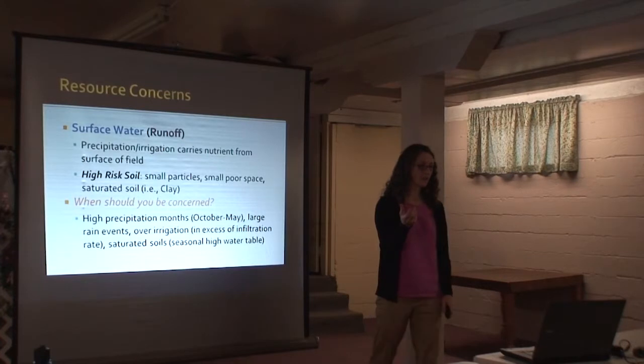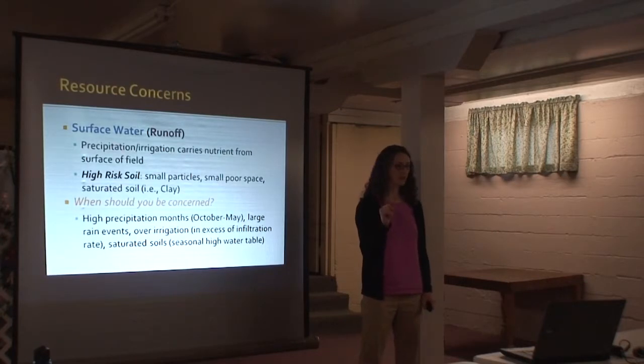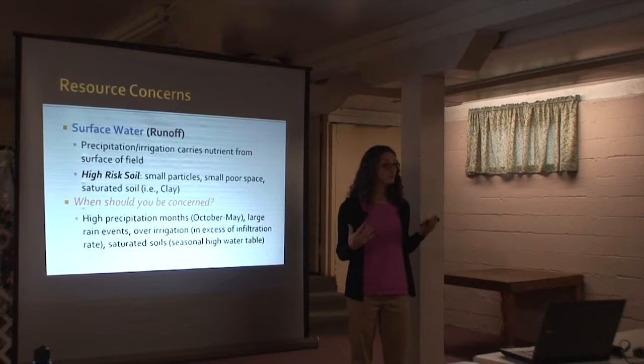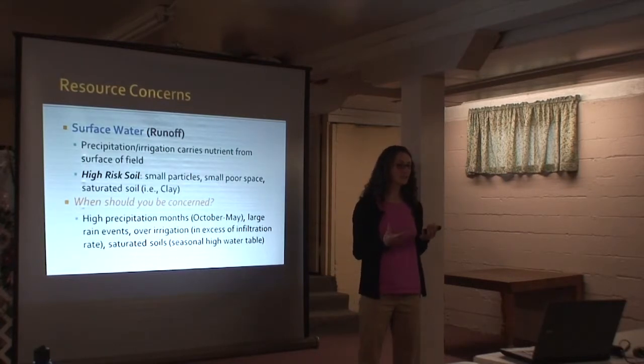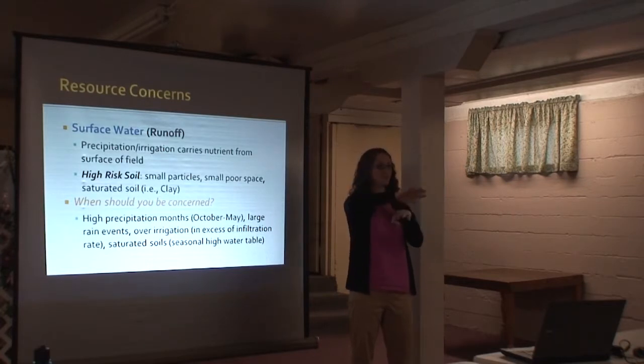So thinking about that. Obviously a large rain event, no matter what the soil, can move something right off of your field. It doesn't matter. Over irrigation is the same. That can be equated to similar to like a large rain event. So anything in excess of the infiltration rate. So your soil can still have a decent infiltration rate and it's trying to get that water down there, but if the rainfall is greater than that, it has to go somewhere and it's going to want to go off your surface.